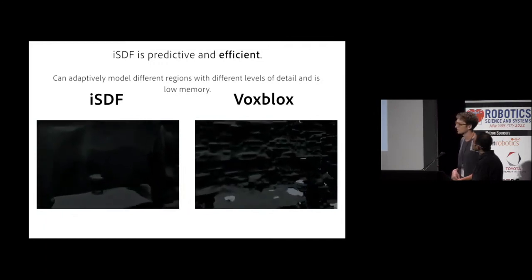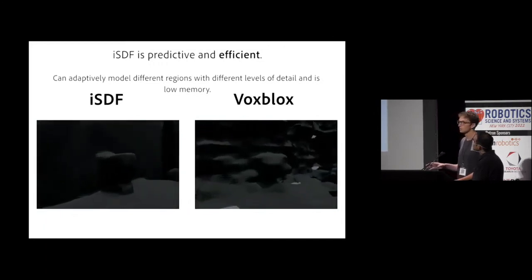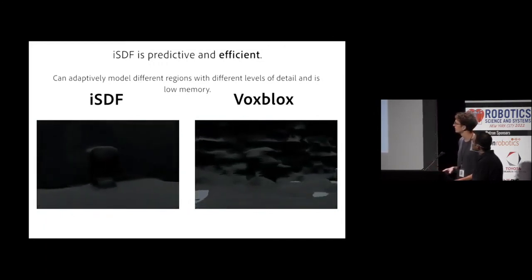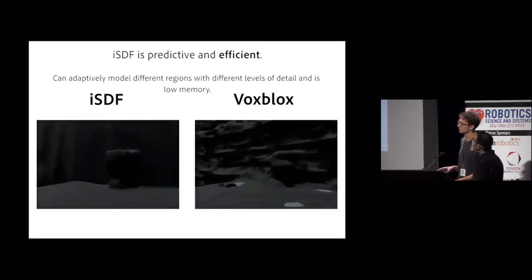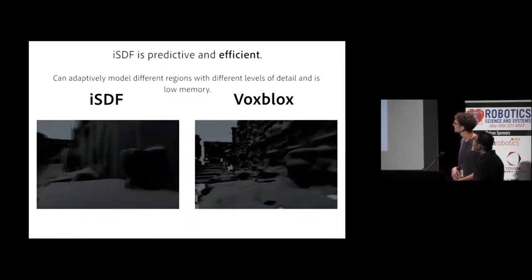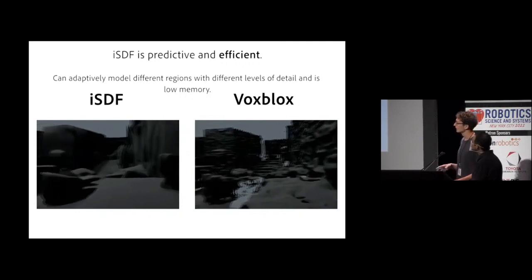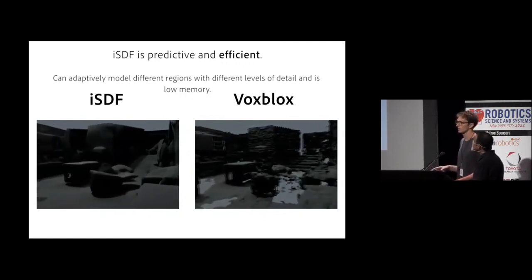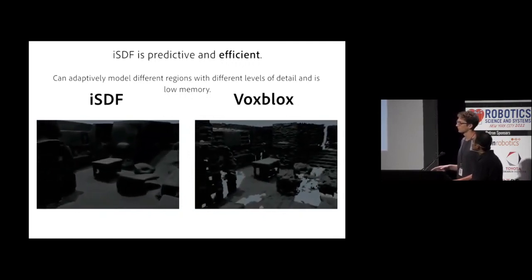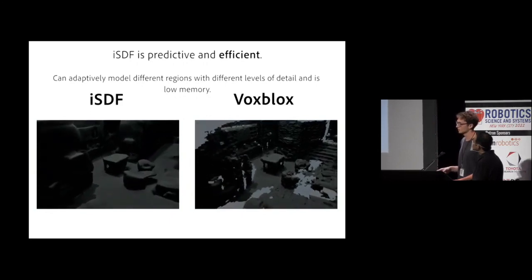A second key property is that it's efficient. It can adaptively model different parts of the scene with different levels of detail, allowing it to reconstruct small objects such as this lamp accurately. It's also important to note that iSDF is only using 2 megabytes of memory here in the network weights, whereas Voxblox uses tens of megabytes to store the voxel grid.